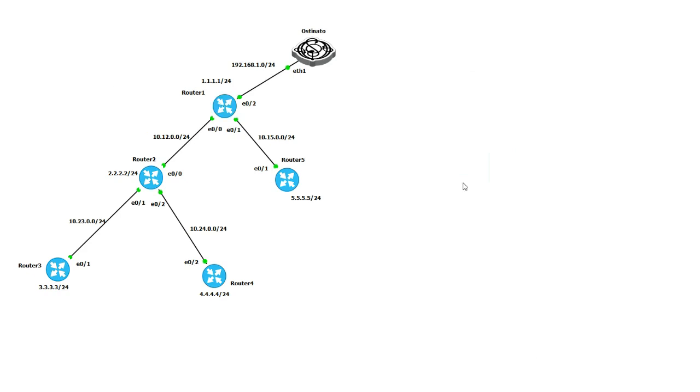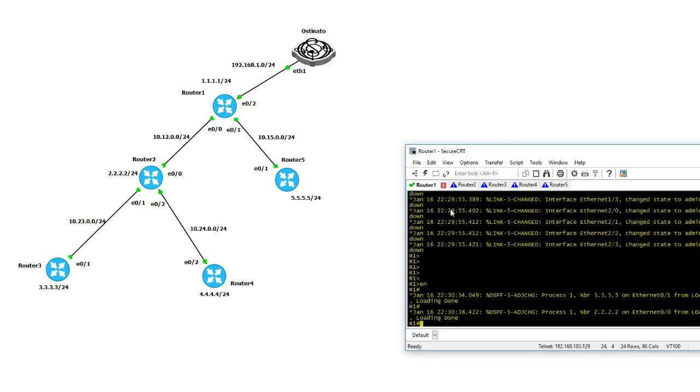I have this network that I was using for multicasting earlier, so I got almost everything done in here except this link between Router 1 and Ostinato. So I'm going to come to Router 1, configure this one really quick, and then from there we're going to configure Ostinato.